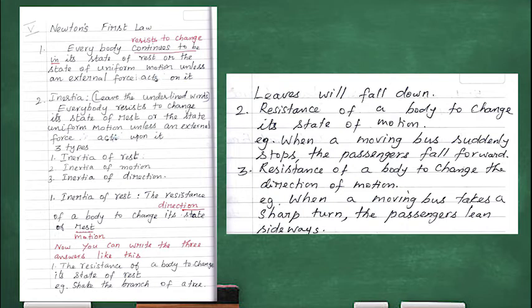Why are we falling forward here? Because the bus is moving in the forward direction, our body also wants to move in the same direction. Then next comes resistance of a body to change the direction of motion. When we travel in the bus and the bus takes a sharp turn, the passengers lean sideways. Okay, these are the examples for types of inertia.